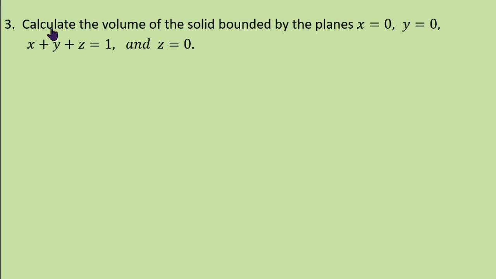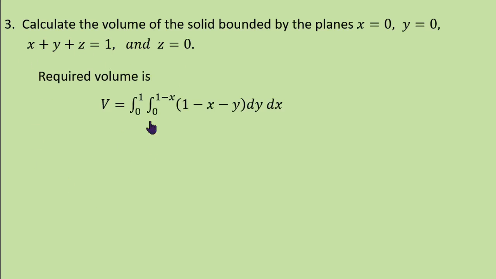For example, calculate the volume of the solid bounded by the planes x equal to 0, y equal to 0, z equal to 0 and x plus y plus z equal to 1. So x varies from 0 to 1 because when y is 0, z is 0, x is 1. X varies from 0 to 1 and when z is 0, y varies from 0 to 1 minus x. Integrate z. Z is 1 minus x minus y. That is the required volume.